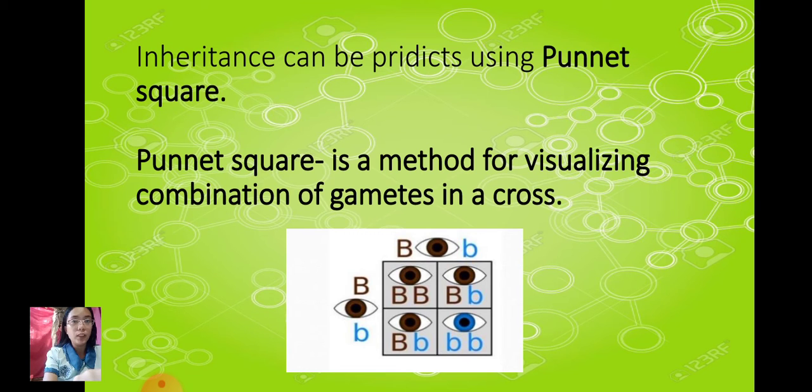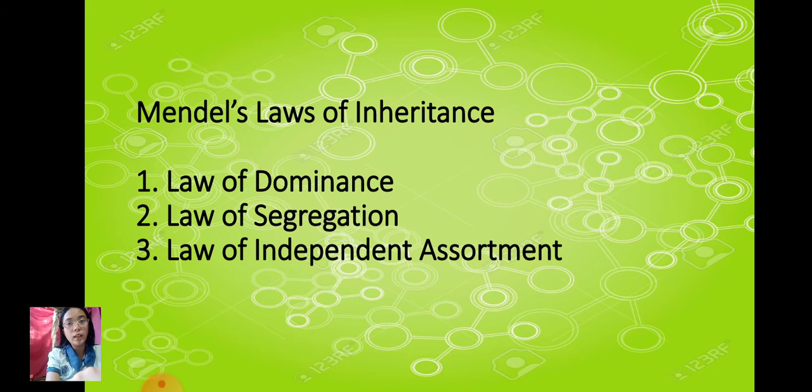Inheritance can be predicted using a Punnett square. A Punnett square is a method for visualizing combinations of gametes in a cross. It allows prediction of the percentage of phenotypes in the offspring of a cross from known genotypes. There are three of Mendel's laws of inheritance. First is the law of dominance, second is the law of segregation, and the third is the law of independent assortment.